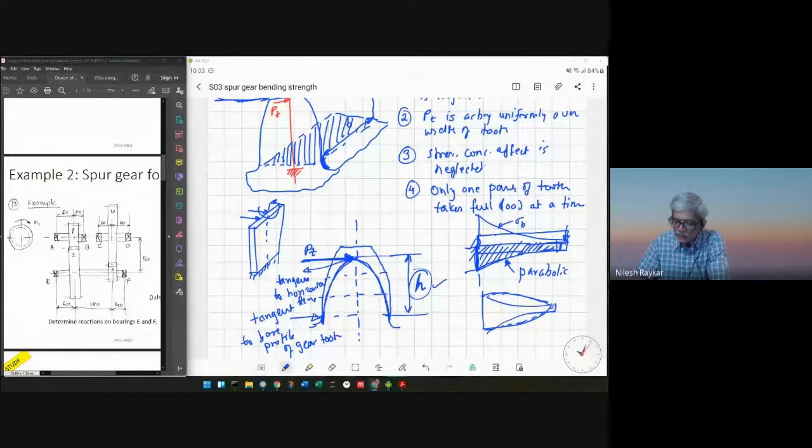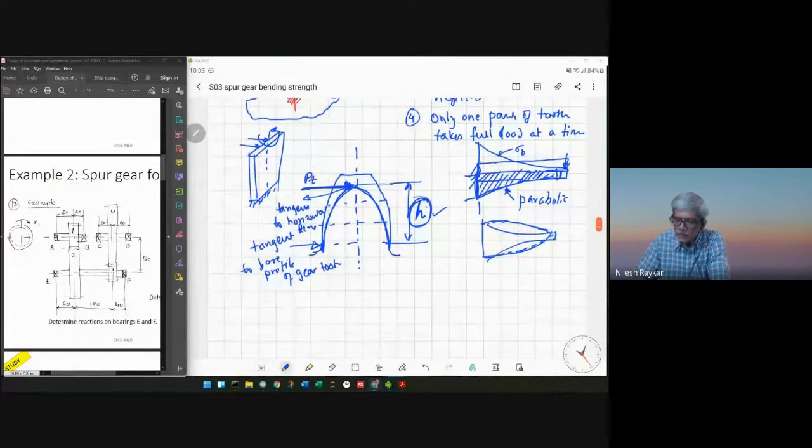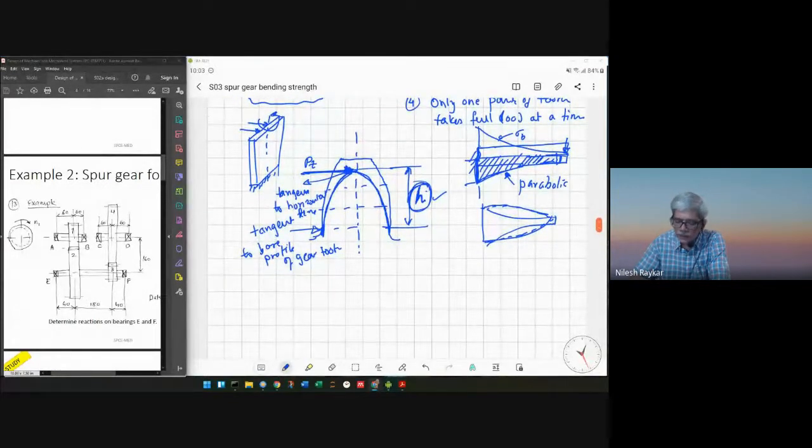And based on that, he did the calculations, and this particular H was tabulated in terms of what is known as the Lewis factor. We'll see what that Lewis factor is and how it includes this H. So having understood that we are considering this particular case, one more thing we need to know is the bending cross section.